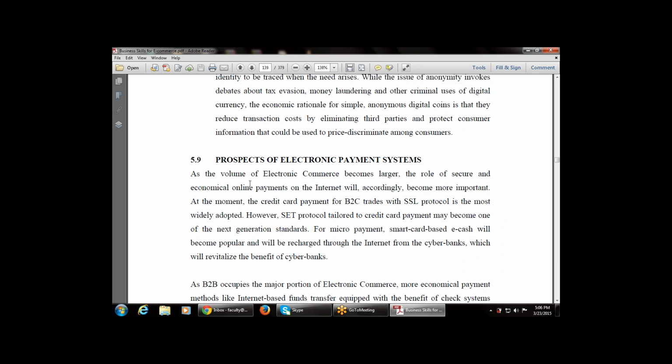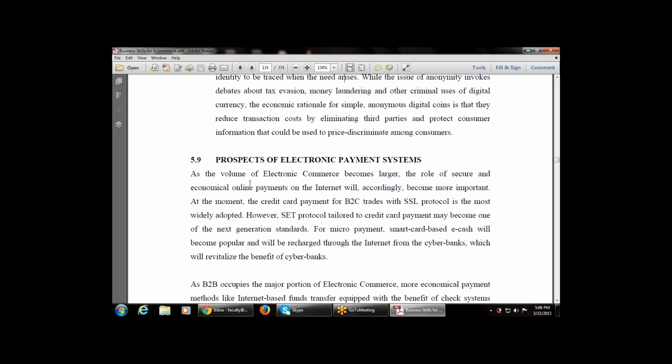We can also use the SET protocol, that is the secure electronic transaction protocol. So either we may use the SSL protocol or we may use the SET protocol. These two protocols are used for making secure payments online. SSL is generally used for credit card payments, and SET is also used for credit card payments but with new generation standards.